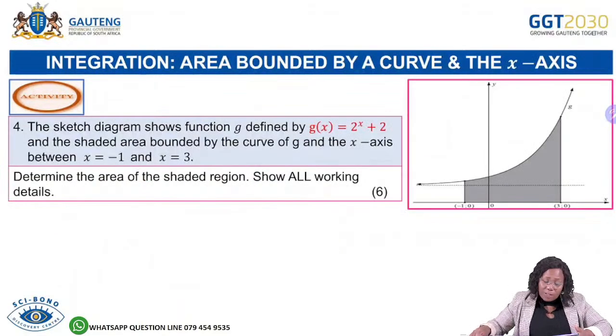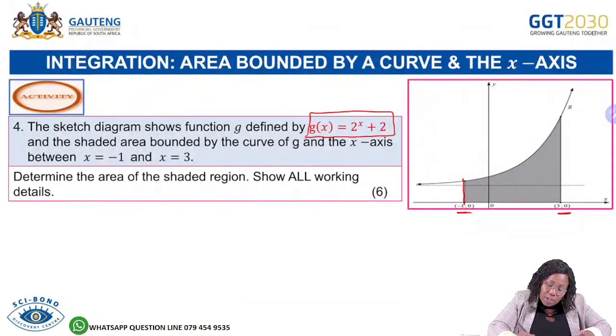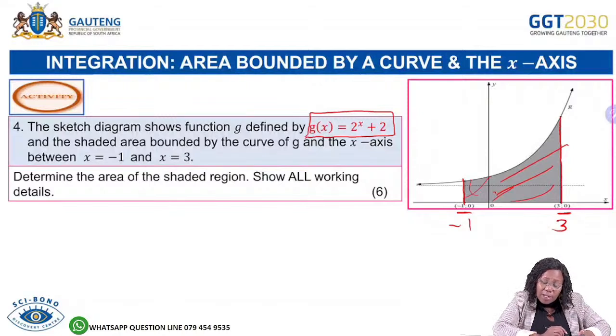And then our last question now is on a sketch. The sketch shows function g defined by g of x equal to an exponential function. The shaded area bounded by the curve of g and the x-axis between x equals minus 1 here and x equal to 3. As you can see, it is bounded within those x values. It's minus 1 and 3. So this is the shaded area there, okay? Now we want to calculate the area of that shaded region, okay? Shaded region below the curve there.